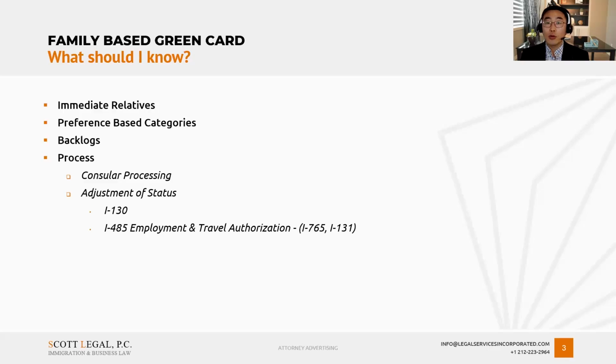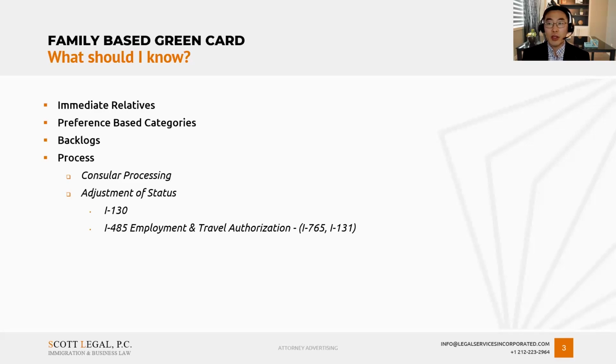If a beneficiary is outside of the United States, then the I-130 case approved by USCIS will be transferred to a place called the National Visa Center, where the beneficiary will need to submit the required civil documentation. Then the case will finally be transferred to the U.S. Embassy in the country where the beneficiary is currently residing for the immigrant visa interview. But if the beneficiary is already inside the United States, then the beneficiary may apply for adjustment of status by filing a Form I-485 with the USCIS.